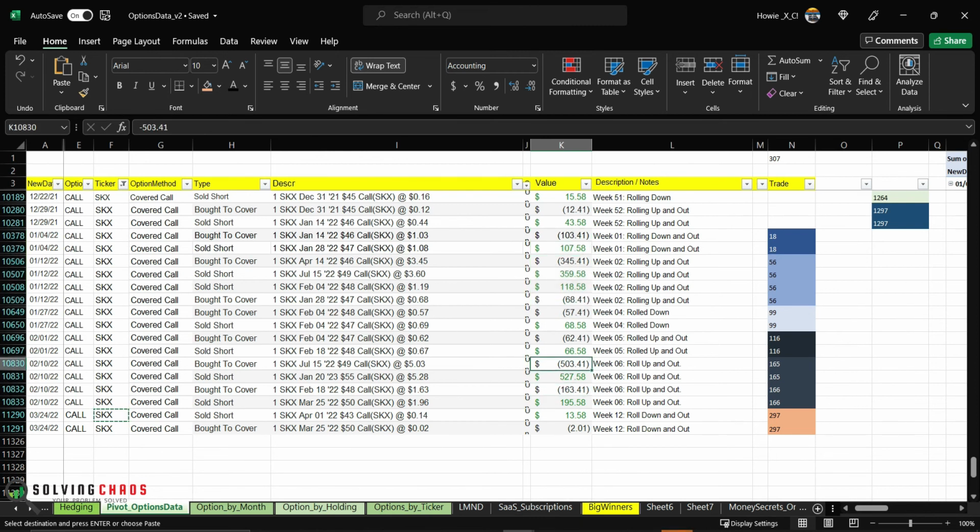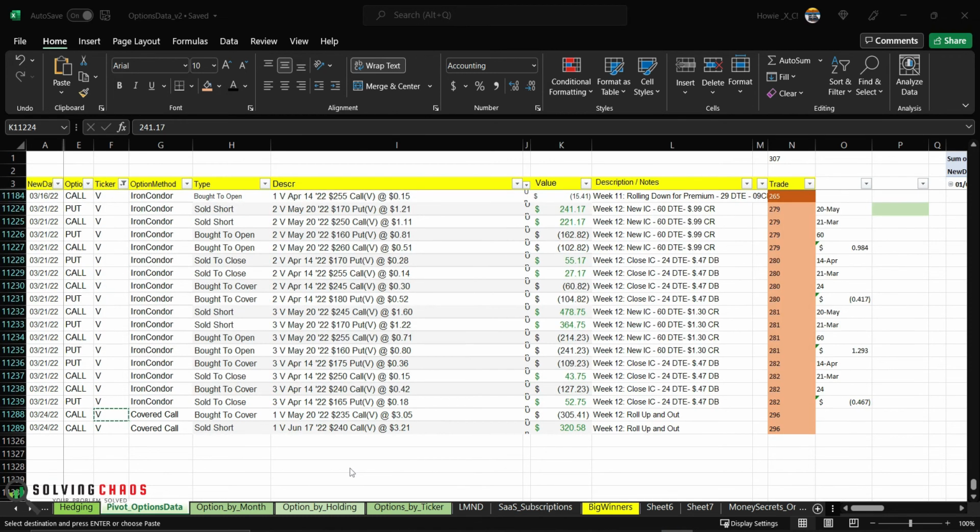So let's see how this plays out towards the end of the year. Let's look at the next trade. Here in Visa, I have a couple things going on. So let's look at the easy one first. I have a covered call on 100 shares.